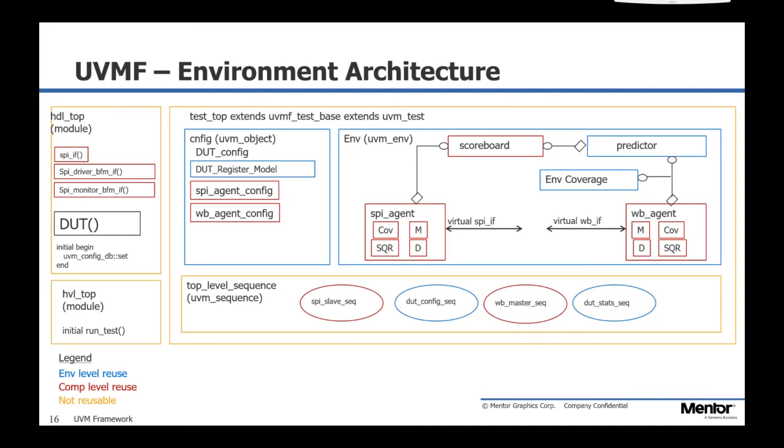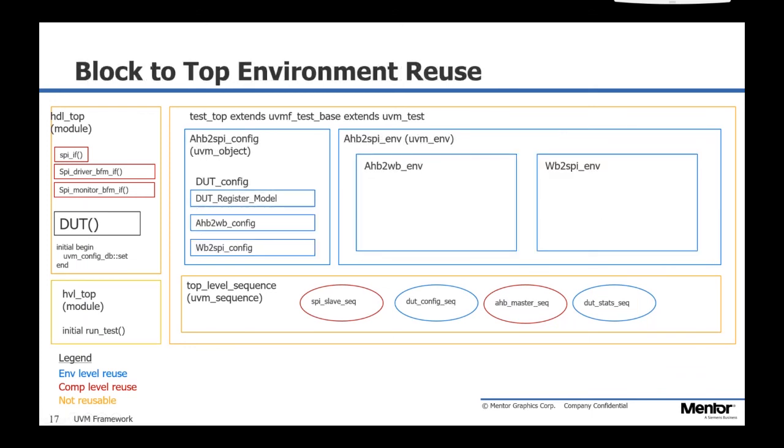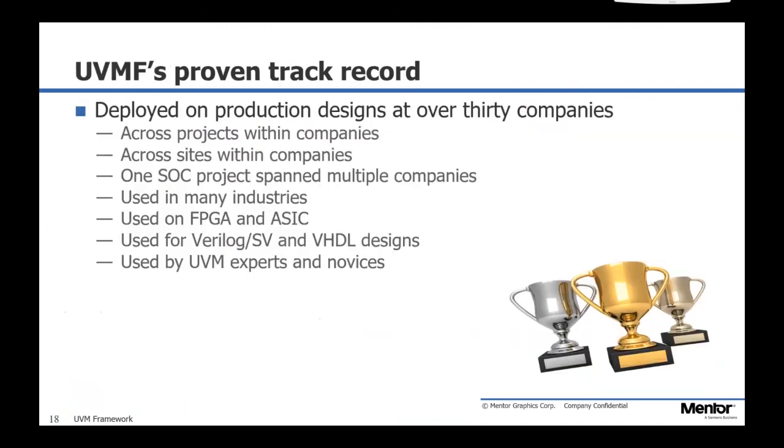So this is just demonstrating that here I've got an agent that's an SPI agent and a Wishbone agent, and I can create that environment, and then I can instantiate one environment inside of another. So a lot of folks have used this. I think it's more like over 50 different companies now have picked up and used the UVM framework.